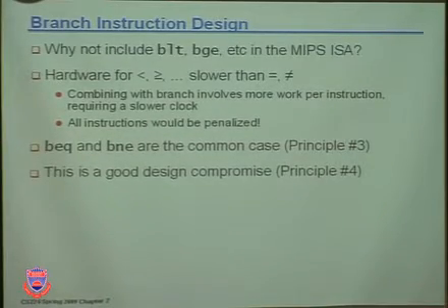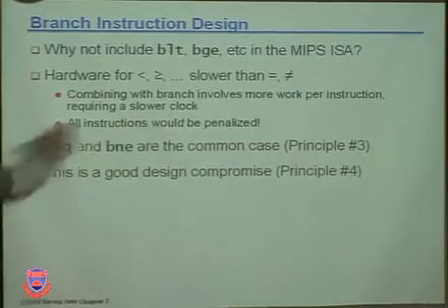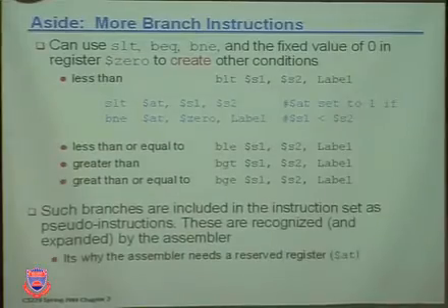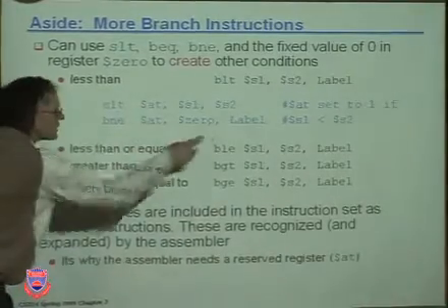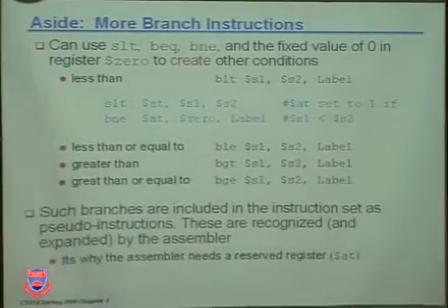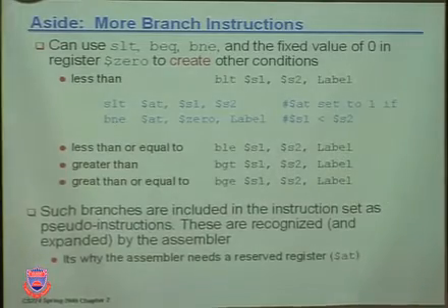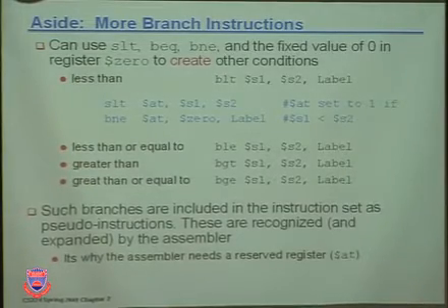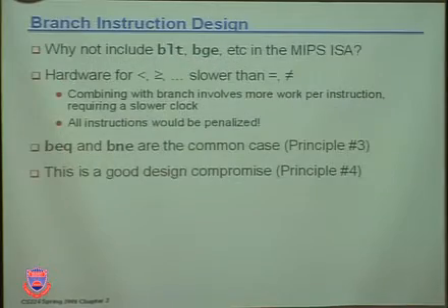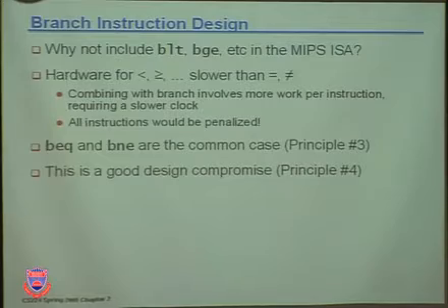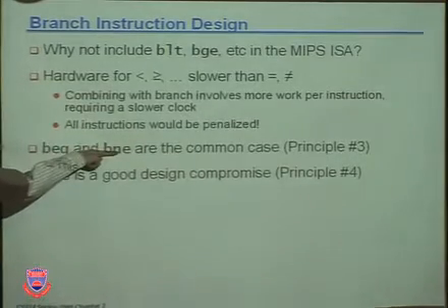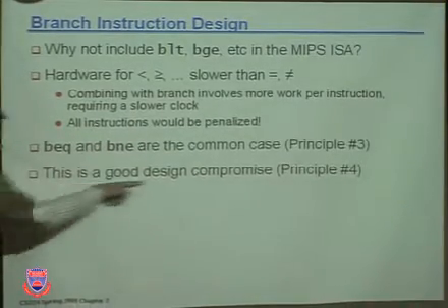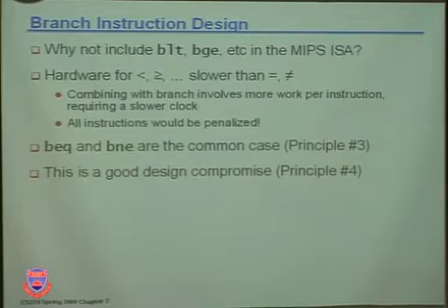Okay, so our choice is to slow every instruction down or to have this be 2 and this be 2 and this be 2 and this be 2. And I think you can see that that's a much better choice. Make the common case fast, make the uncommon case slow. That's what's been done here. It's a good compromise. So these are the common case. We made them fast. And in the case of the others, we made a good design compromise, principle 3 and principle 4.